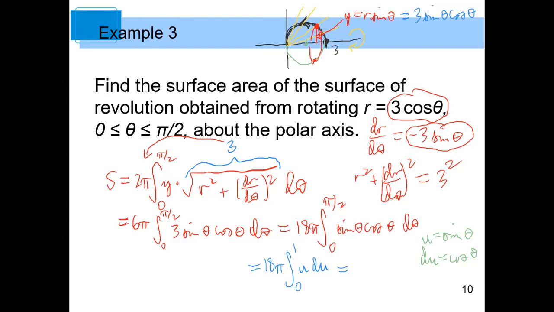And what could be easier? Think about it. What's the antiderivative of u du? Yeah, it's just 1/2 u squared. And of course, I am evaluating this between 0 and 1. Yeah? Which is going to give me 1/2 times 18 pi, which is 9 pi. 9 pi. Now, we should have a way of checking this because, after all, don't we know the formula for the volume of this thing?